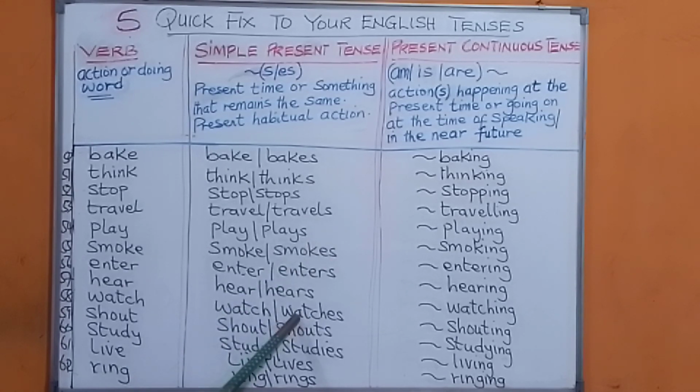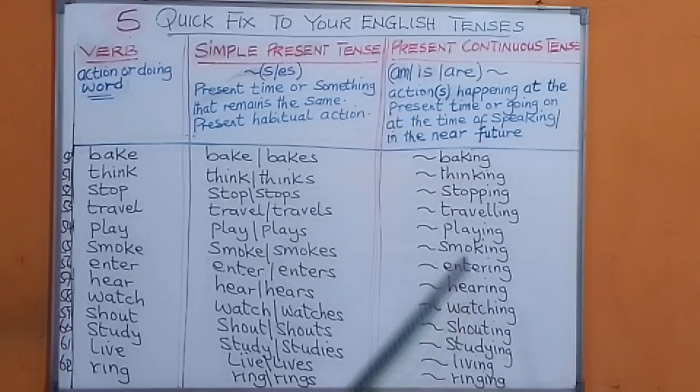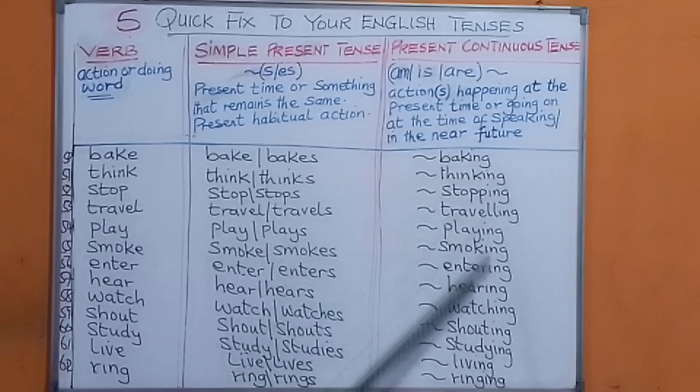They watch the game. Many people watch the football. But if it's one person, singular, you say watches. He watches the game. My brother watches the match. The man watches the game. The girl watches. Now, if you want to use that in present continuous, say watching. I am watching you. He is watching you. They are watching you.